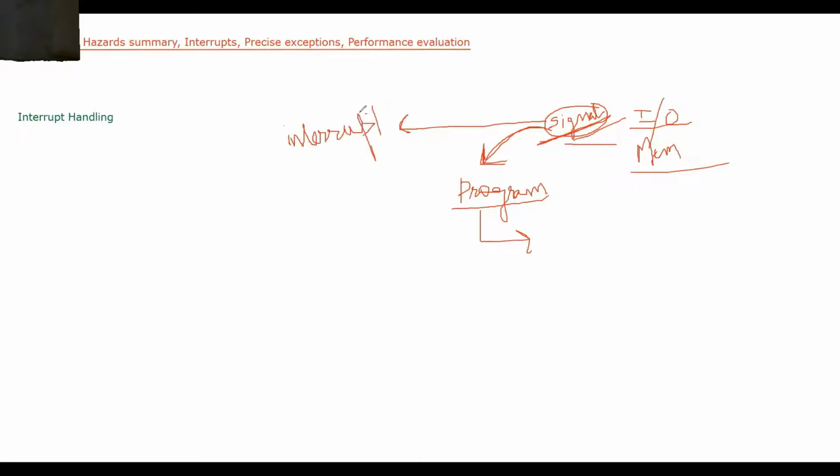Okay, and for an interrupt, our processor stops the normal program and starts some other program which handles this signal, and this program is called an interrupt handler. And after completing this program, we return back to our normal program.